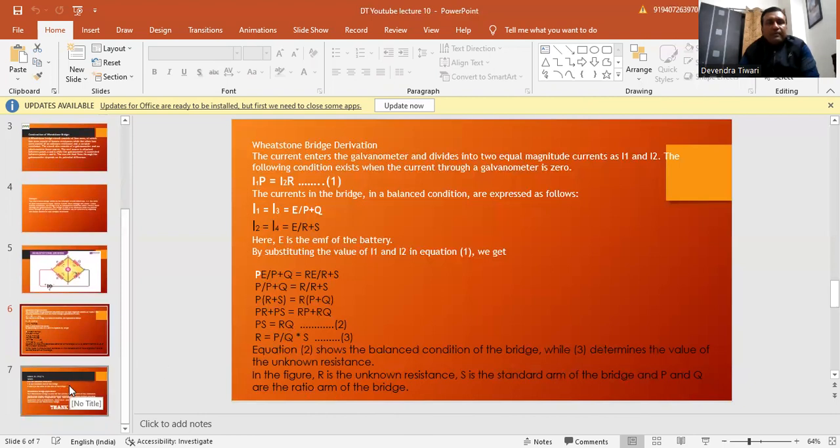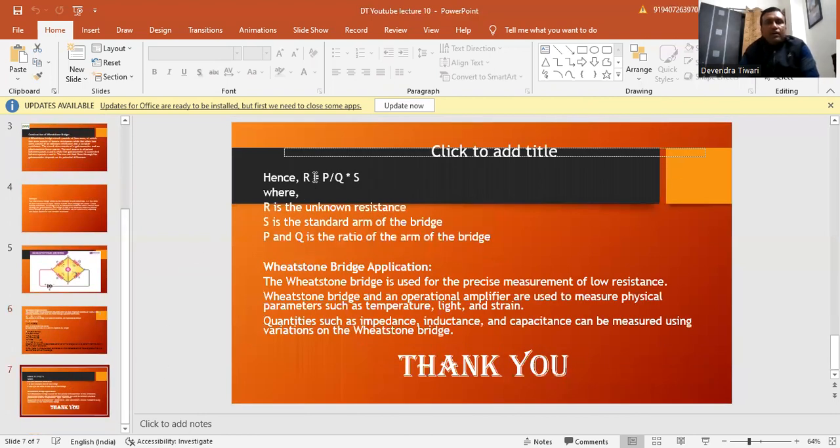We will move to the last slide. Hence, we can say the unknown resistance R equals P upon Q into S, where R is the unknown resistance, S is the standard resistance of the bridge, and P and Q are the ratio arms of the bridge.